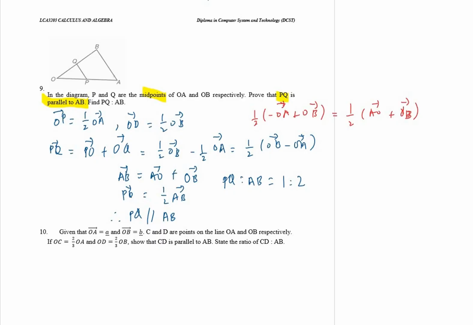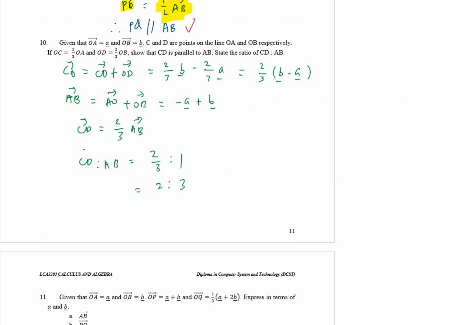So if you compare this and this, what is their relationship? PQ is half of AB, correct? So you can put it in terms of PQ equals k AB. Therefore, they are parallel. And what is the ratio? PQ to AB is 1 to 2. Okay?